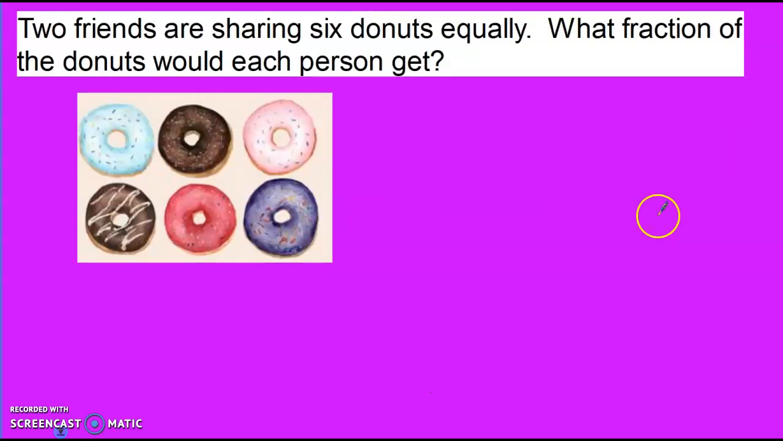This is equal share. There are 2 different types of equal sharing. Here's the first type. 2 friends are sharing 6 donuts equally. What fraction of the donuts would each person get?